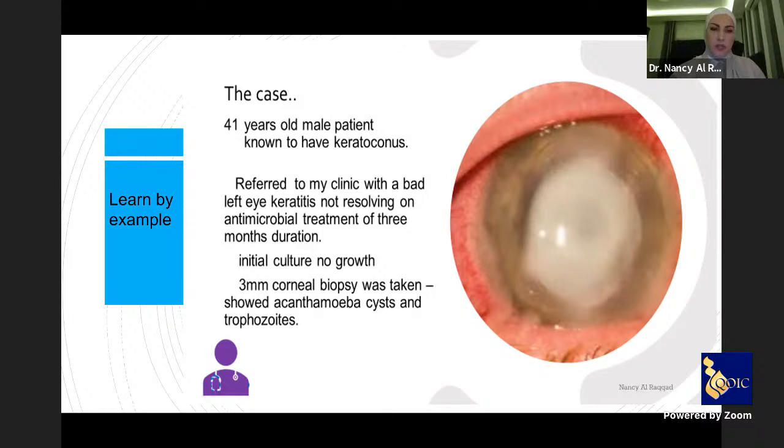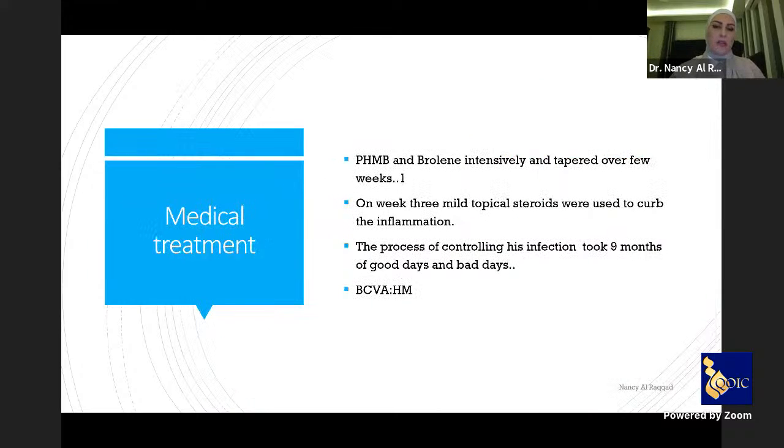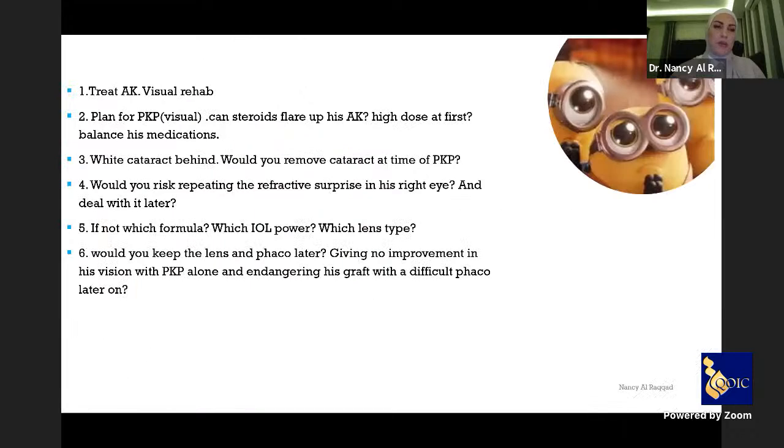Now, I had this patient who was a 41-year-old male with keratoconus. The right eye was transplanted, and he was pseudophakic with a refractive surprise, and the left eye showed infective keratitis that proved to be acanthamoeba. It took me 9 months to treat him, and then the eye went into scarring, and then it was time for visual rehabilitation.